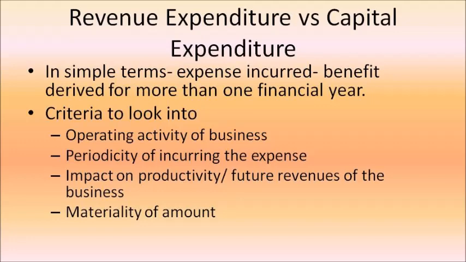And the final reason or criteria is materiality. Management judgment is a major factor in determining what amount is material. It depends on the facts and circumstances of the case. It's the management which decides what is material for its own business. But how to determine what is material?